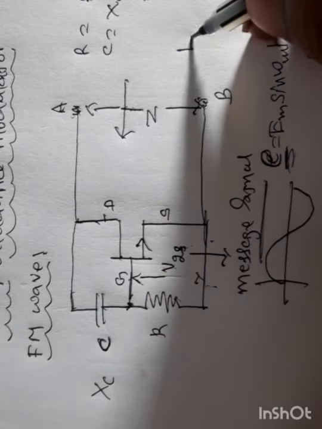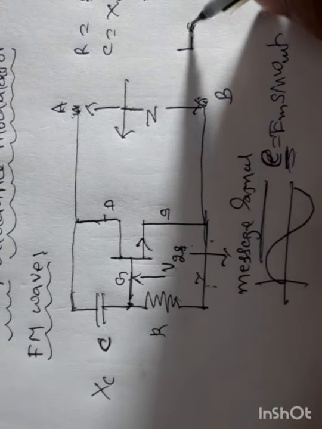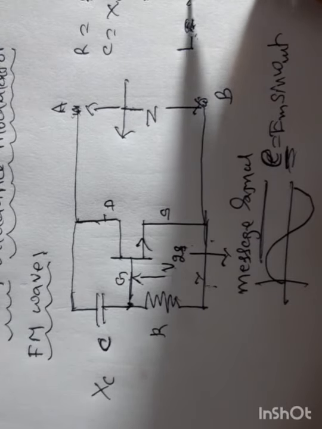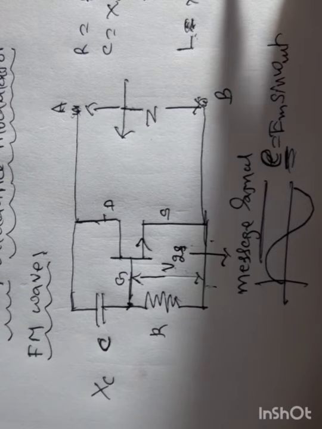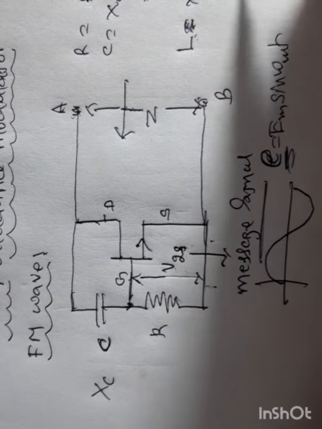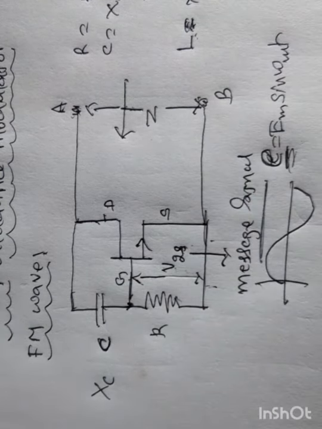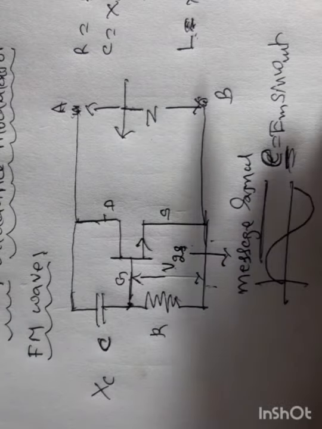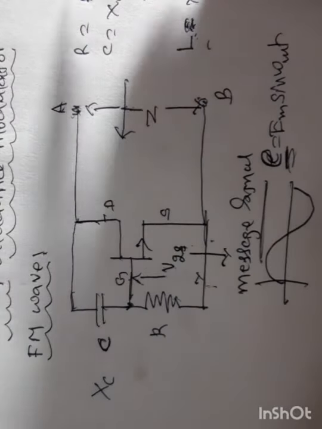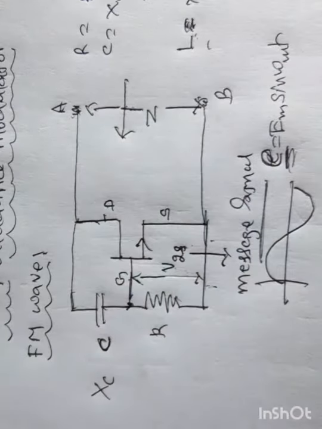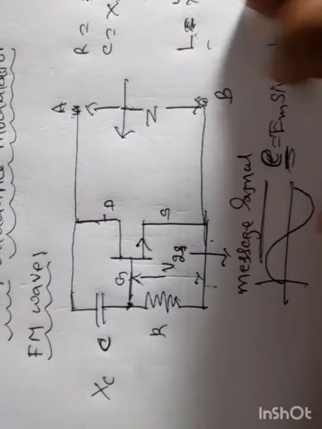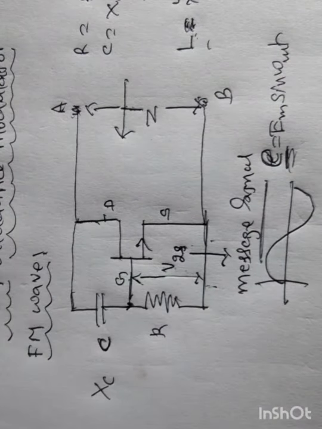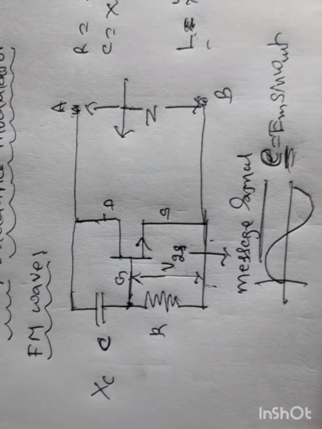If you use an inductor, we call the opposition offered by the inductor XL, which is given by omega L, equal to 2 pi f L. This is the opposition offered for AC by the inductor. R is the resistance, Xc is called capacitive reactance, XL is called inductive reactance. All these oppose the flow of current, whatever it may be.